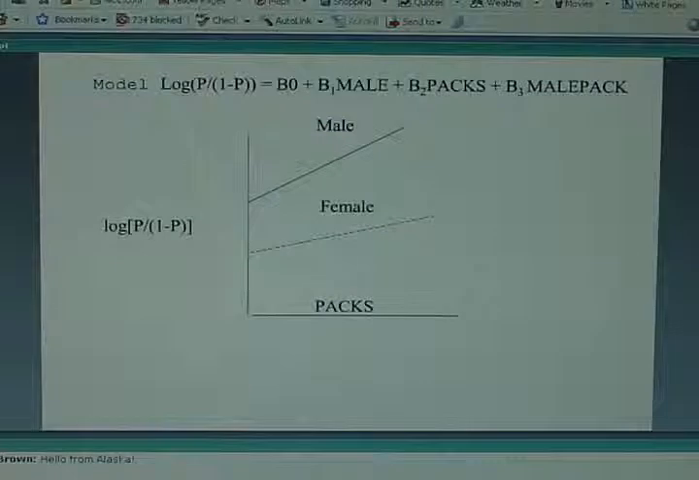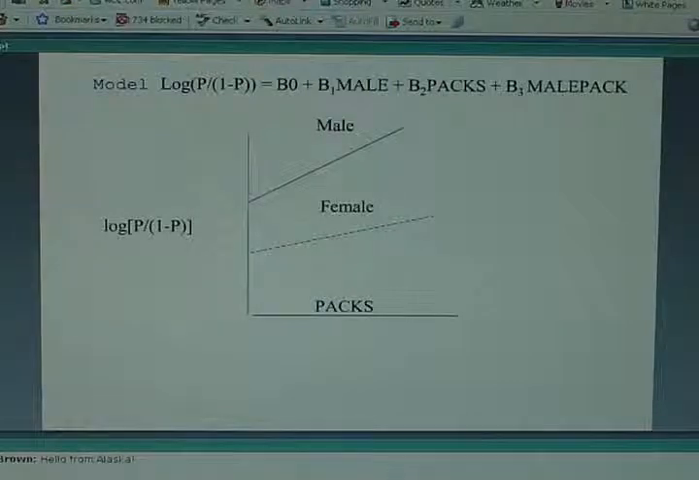And let's think about if you are female, your value for male will equal 0. So the B1 times male becomes 0. Think of that term as disappearing. And likewise, your value for male PAX for a female is always going to be 0 times her level of smoking. It's always going to be 0. So for a female, this model becomes B0 plus B2 times PAX. And that's, again, a straight line. So this is the straight line linear relationship that the model assumes for females.